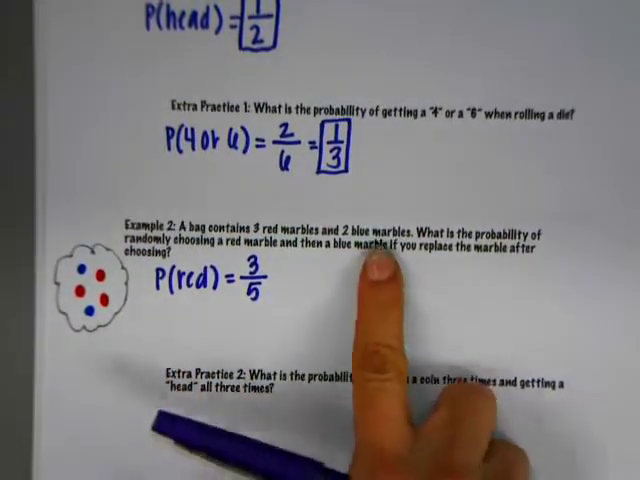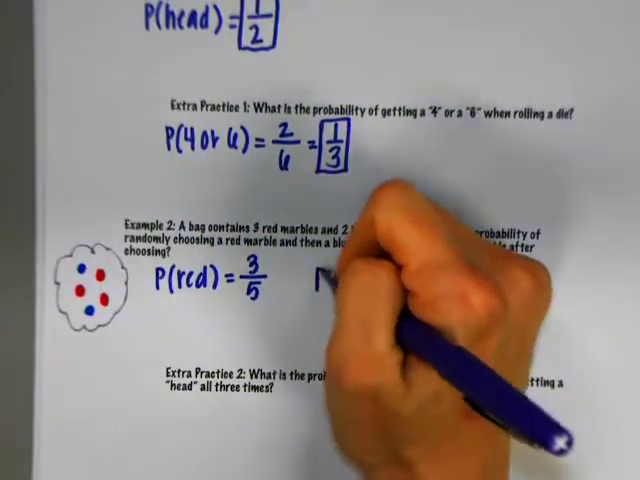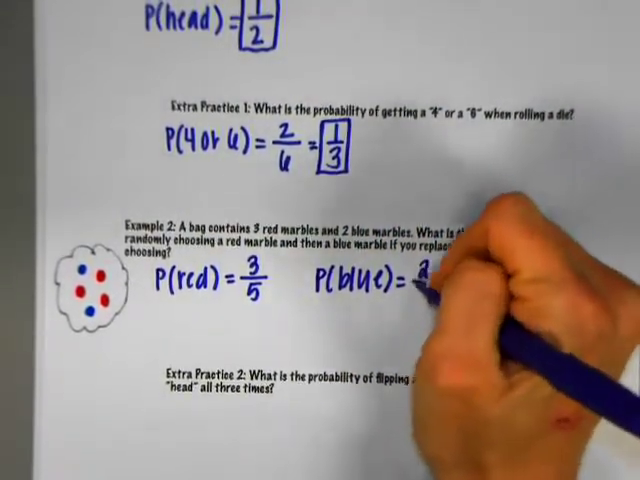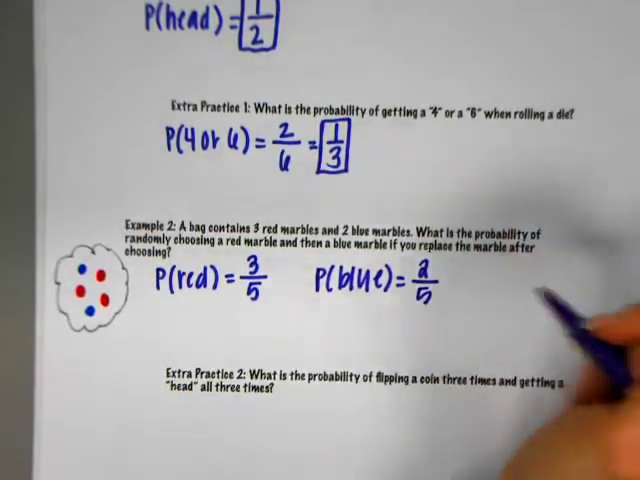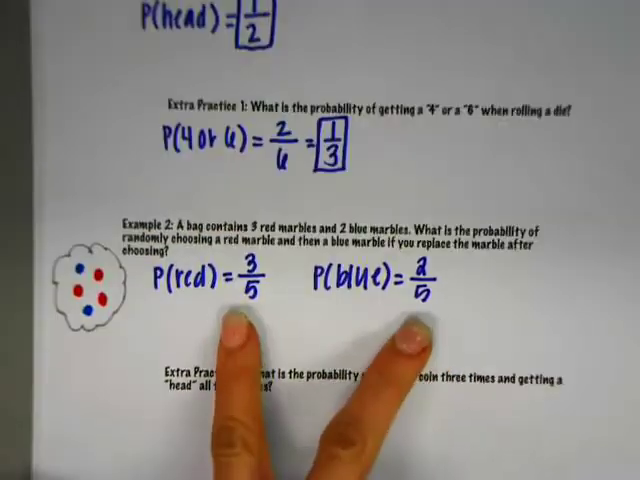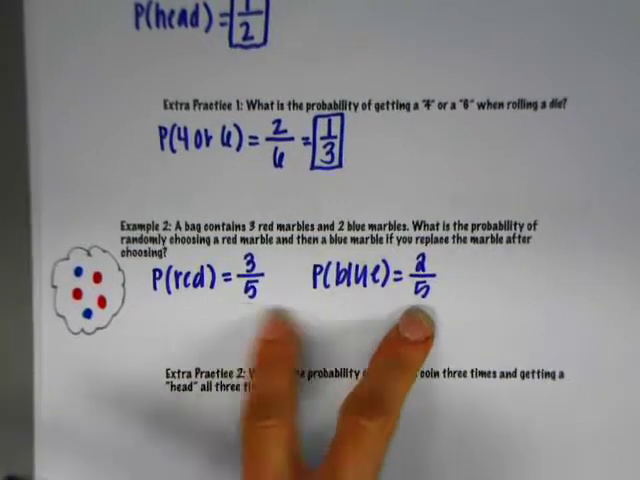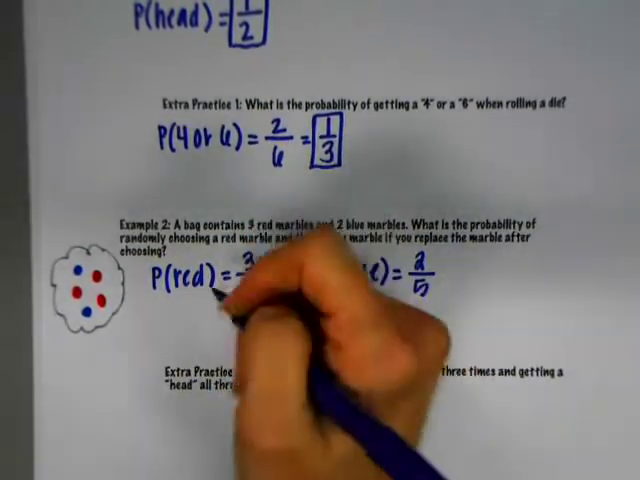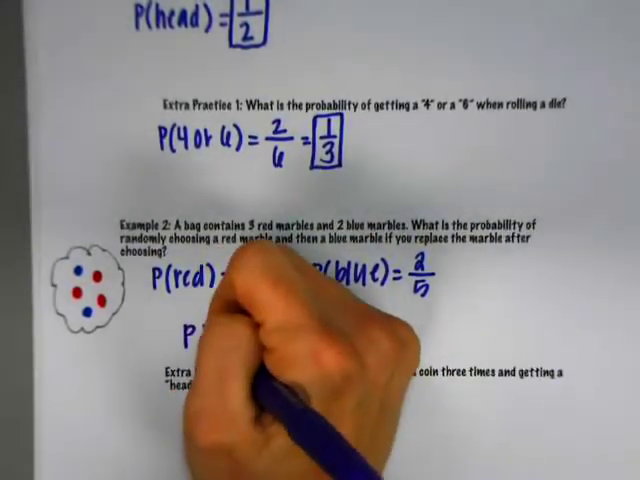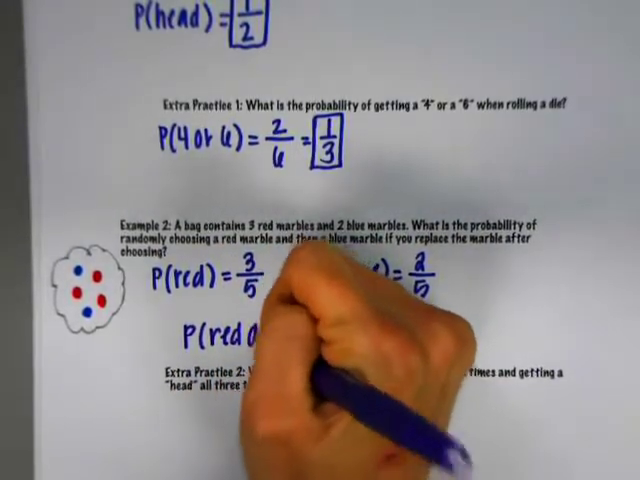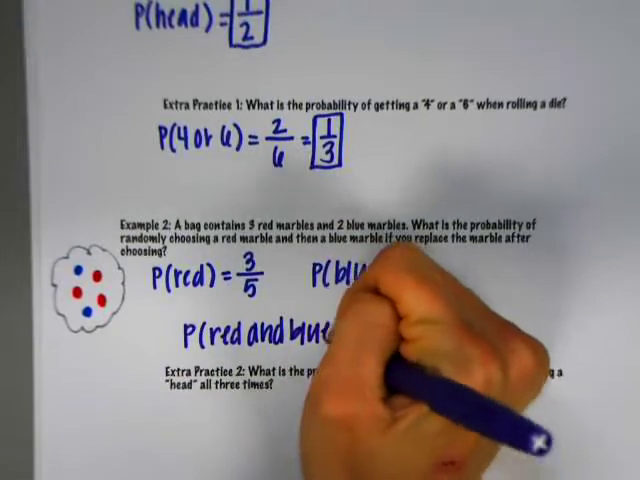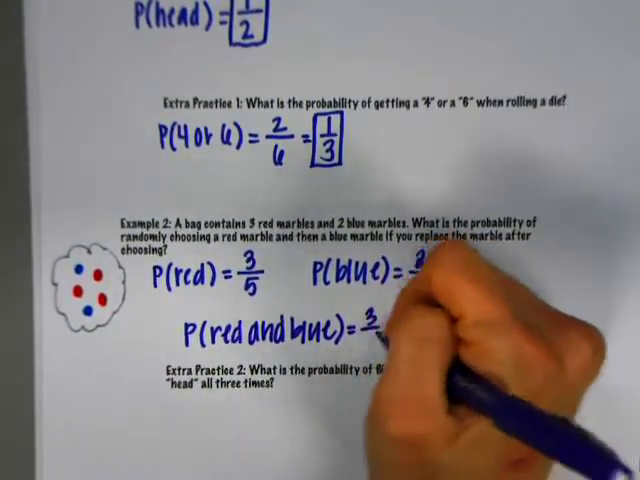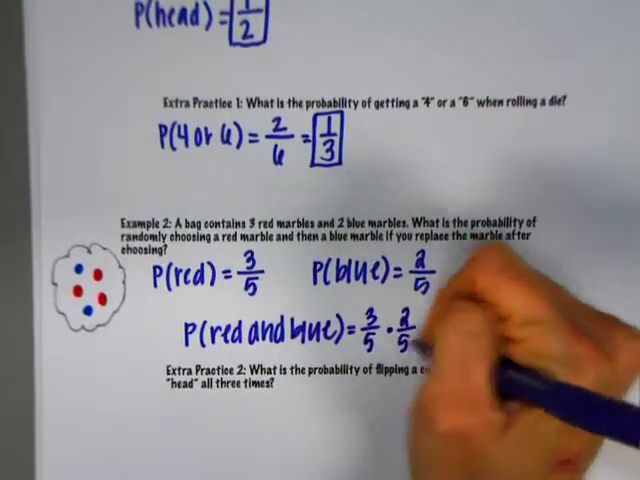Then we want the probability that we'll choose a blue marble. How many blue marbles are there? 2 out of 5. So those are the independent probabilities of those 2 things happening. To find the probability of red and then blue happening, in order, you do the probability of red and blue, which equals, you multiply those together, 3/5 times 2/5.